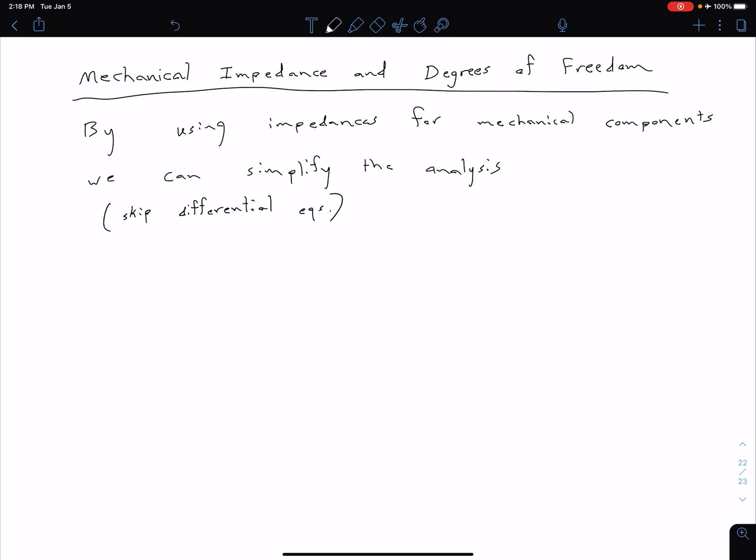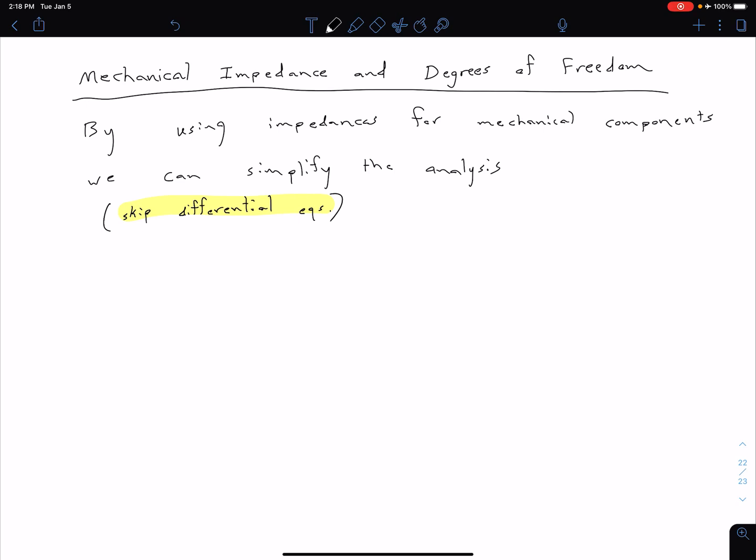So now let's talk about our mechanical impedance and degrees of freedom. As I mentioned at the end of the previous video, if we use the idea of impedance for our mechanical components, we simplify our analysis process. The way we simplify it is that we're able to skip having to write those differential equations. This is the exact same sort of approach we took when we were looking at our electrical networks.